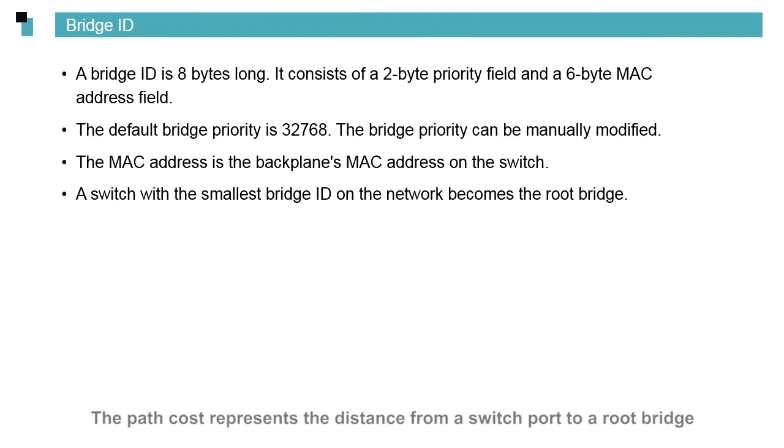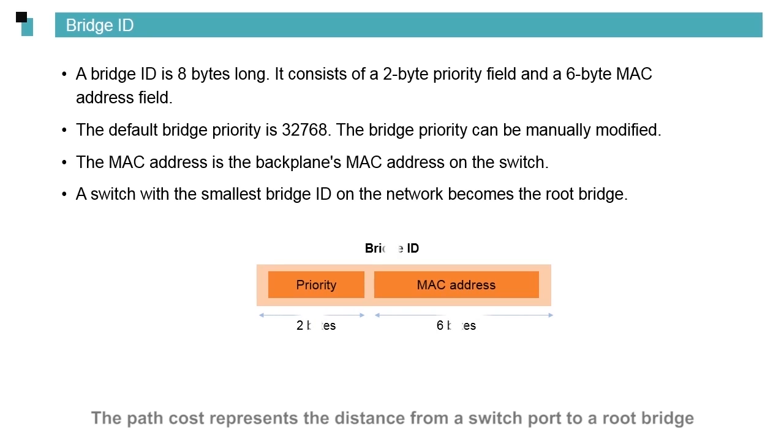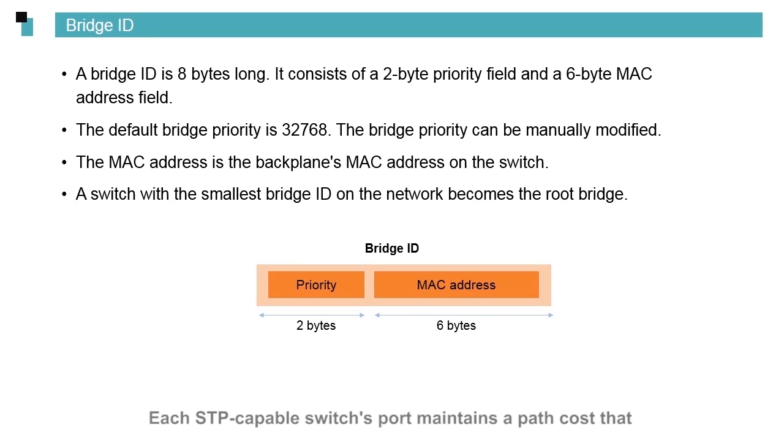The path cost represents the distance from a switch port to a root bridge. Each STP-capable switch's port maintains a path cost that is inversely proportional to the port bandwidth. The path cost is computed in accordance with 802.1t by default. The following table describes the mapping between port bandwidth values and path costs.